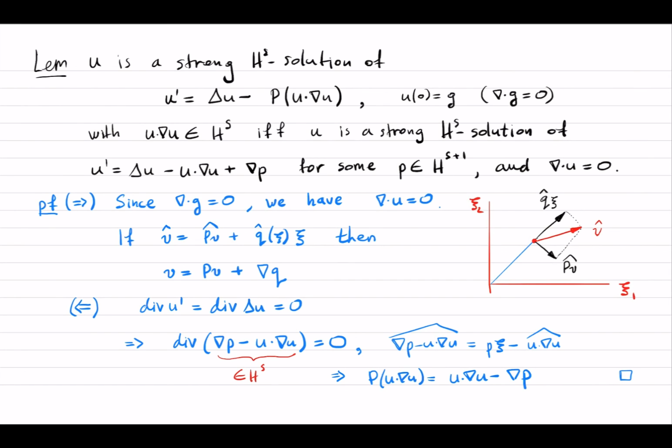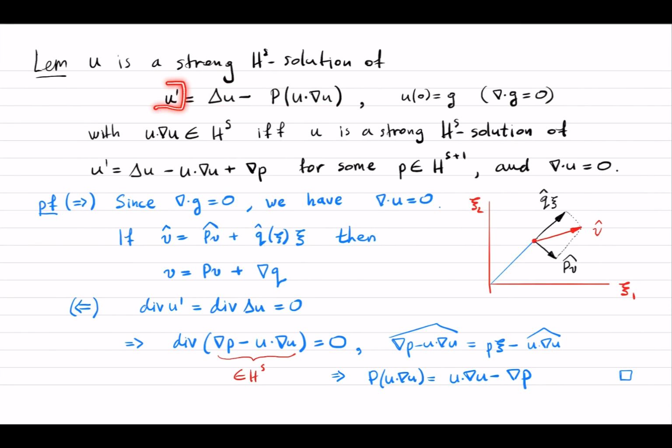The lemma says that U is a strong H^s solution of this formulation, with the nonlinearity satisfying this condition, if and only if U is a strong solution of the classical formulation with some pressure satisfying the divergence free condition. So let's look at the forward implication first. If U is divergence free, then the right hand side is divergence free.